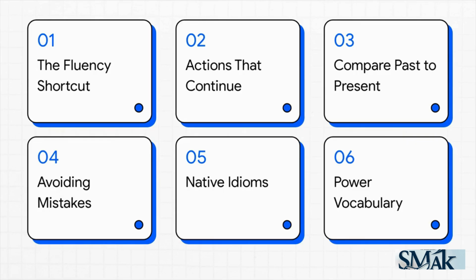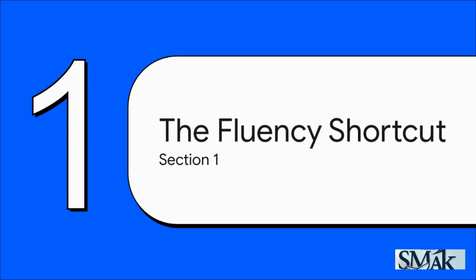Here's our roadmap for today. We'll start with the fluency shortcut, move on to actions that continue, and then compare past to present. After that, we'll fix some common English mistakes, and finally, wrap things up with native idioms for daily use and power vocabulary words. Let's kick things right off with section 1, the fluency shortcut.